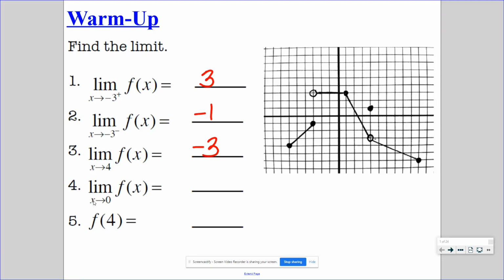Number 4, take the limit as x approaches 0. So I'm approaching 0 again from both directions, and that looks like +3. And then the last question is find f of 4. That means what is the y value when x is 4? So the y value is actually this filled in circle here, and that is at 1.